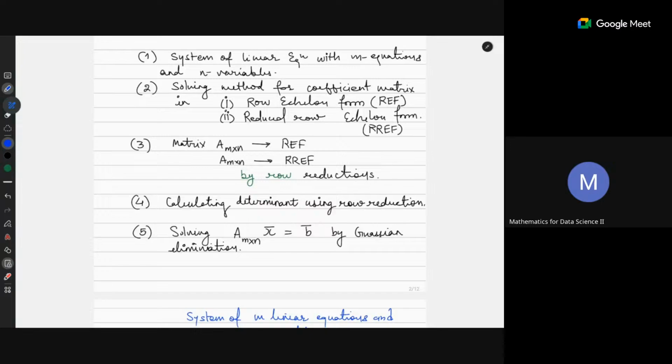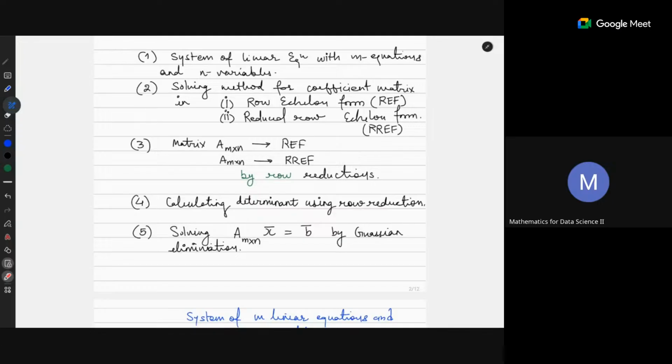So first we will see how to solve a row reduced echelon form and row echelon form coefficient matrix, and find out x1 up to xn. And then we will see how to convert a given matrix of m cross n order to a row echelon form, as well as to a row reduced row echelon form, by using the operation called row reductions.